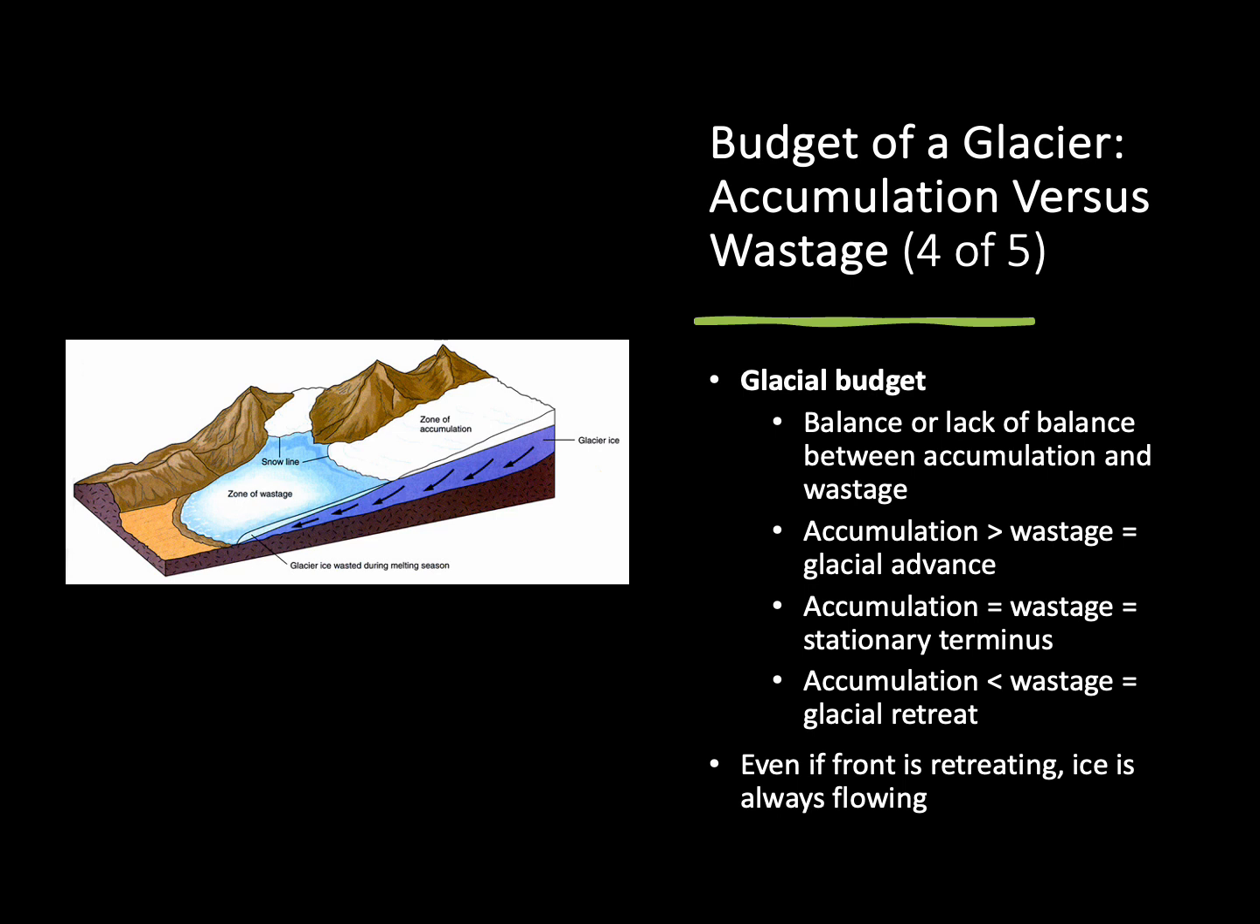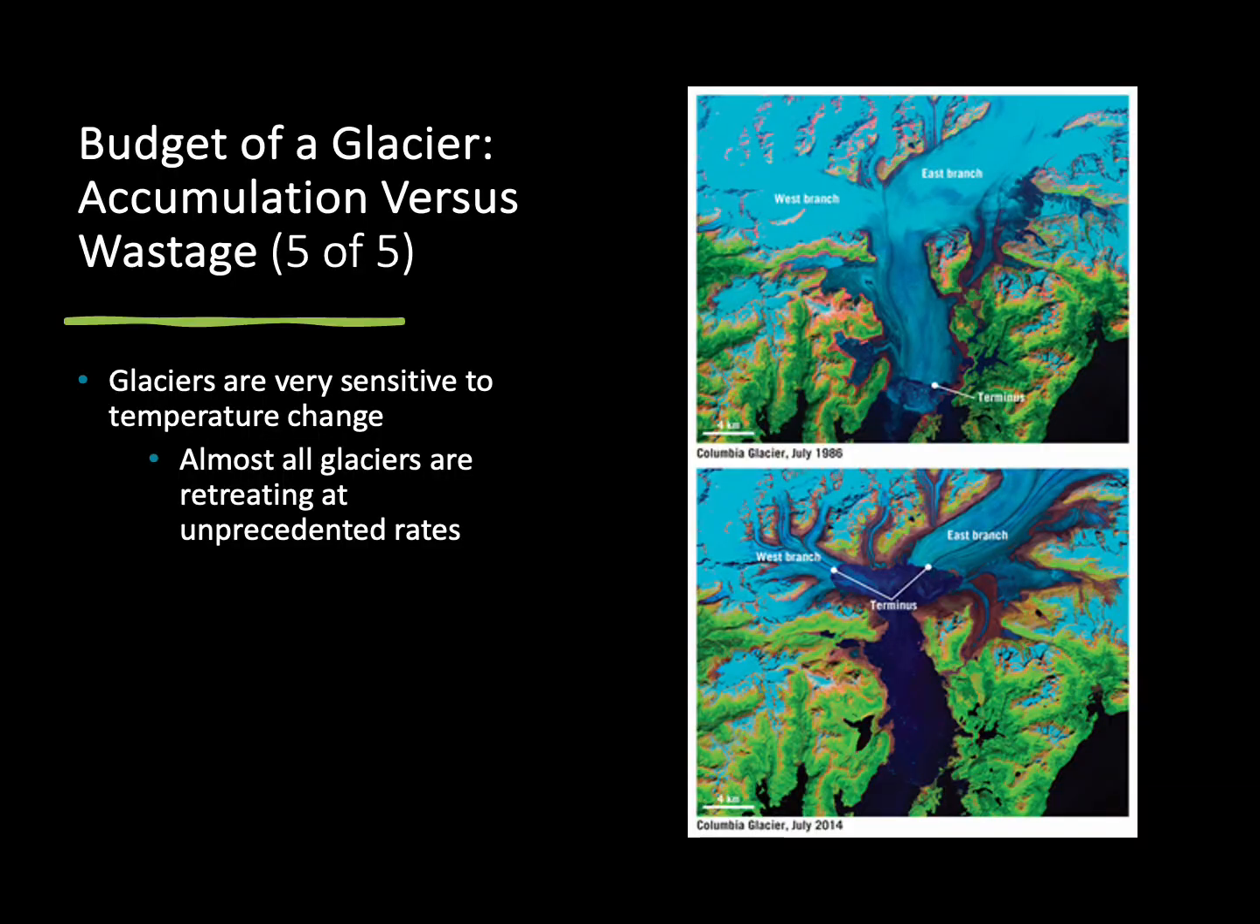But even if our glacier is retreating and growing smaller in size, that ice is still going to be flowing downhill, because no matter how small it gets, gravity will always affect it. Unfortunately, one of the things that we're seeing right now is that most glaciers worldwide are retreating. They're wasting away and they're melting at rates that humans have never seen before.